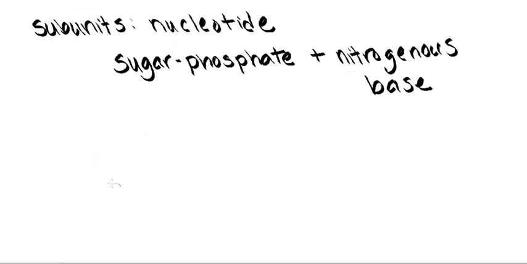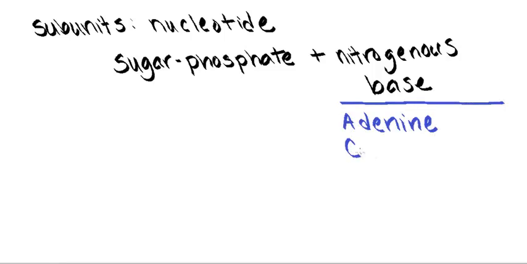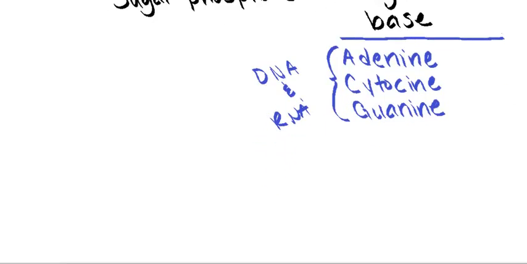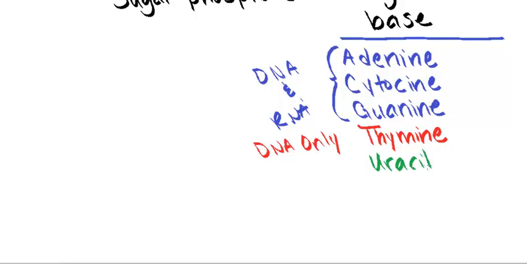Your nitrogenous bases that you will find in both DNA and RNA are adenine, cytosine, guanine. These three are found in both DNA and RNA. Now, found only in DNA is a nitrogenous base called thymine, and its counterpart in RNA is uracil. This is found in RNA only.